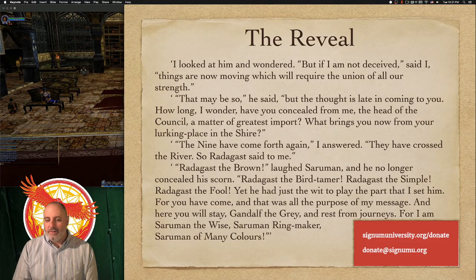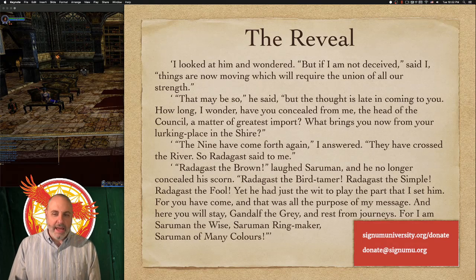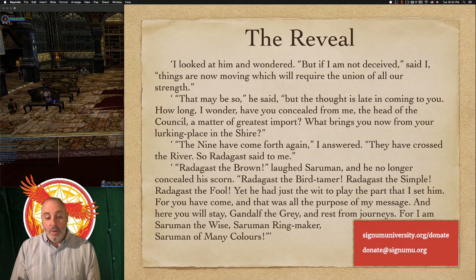But of course, wit is also a little bit interesting. "He had just the wit to play the part I set him." Wit sounds like it's referring to his intelligence, right? And yet, it's not Radagast's stupidity that he's playing on. It's Radagast's integrity that he's manipulating, right? Which is why I think he's Radagast the Simple and Radagast the Fool, right? Only a simple-minded person, only a fool, would believe what Saruman told him, would play the part that he set him. I think it seems to be really actually less about wit.